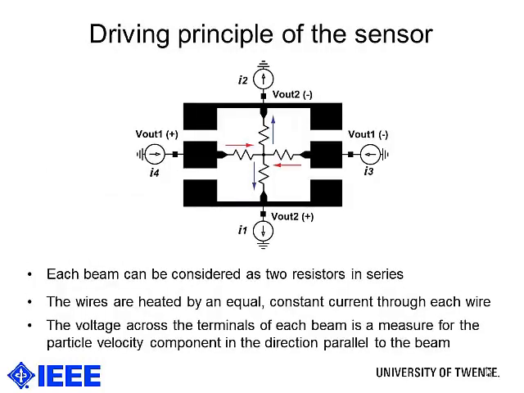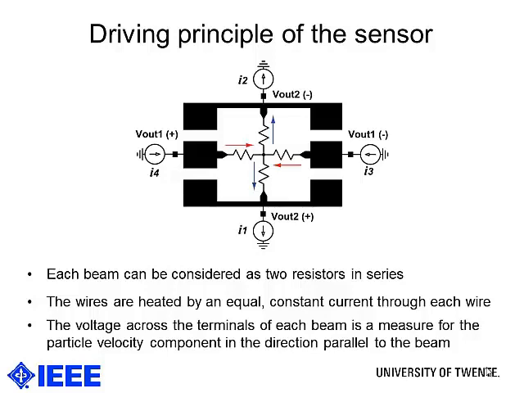How do we drive the chip? Well, it looks like this. So we can see each beam as actually two electrical resistances in series, as shown here. And we inject a current with the same magnitude from both terminals of one of the beams and extract the same current from the terminals of the other beam. So in short, in each beam flows the same amount of current, independent of the particle velocity or other parameters. Now, because of this current flowing through these wires, and of course the resistance of the platinum layer, there will be some heat dissipated on these wires.